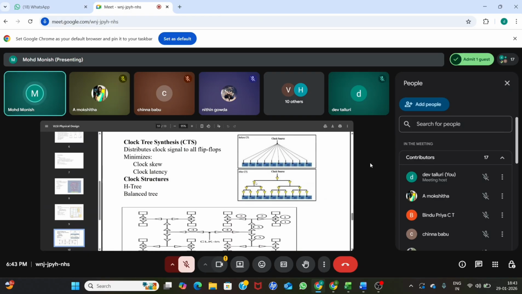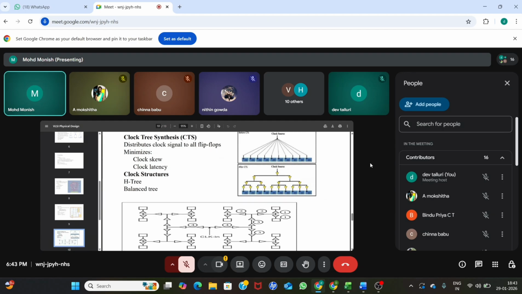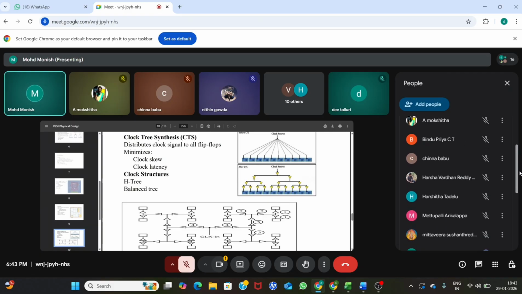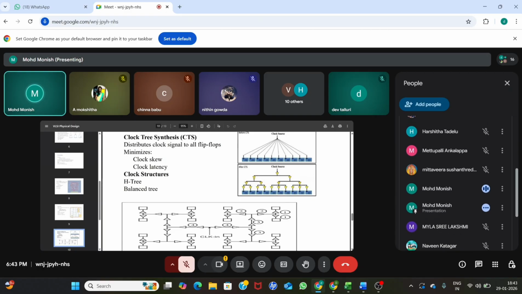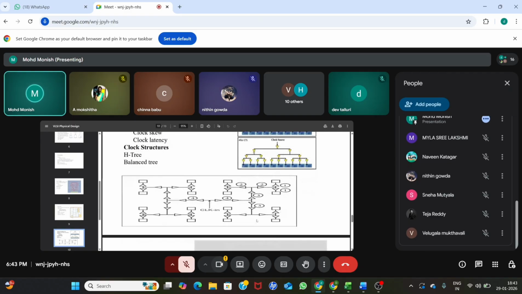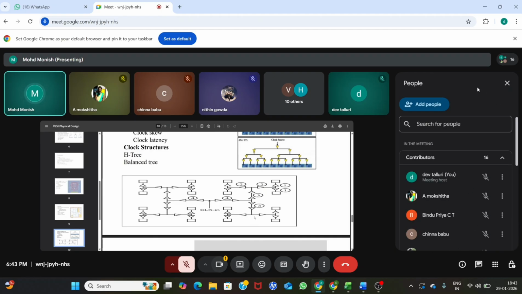Then clock tree synthesis, CTS. CTS is the most important step for timing. We need to distribute the clock signal to every flip-flop at the exact time. Before CTS, the clock is connected to everything, but the signal reaches different flip-flops at different times. After we apply CTS, in the bottom image, as you can see here, we use a structure like an H-structure or balanced tree. Here you can see the balanced structure with buffers to ensure the signal is synchronized.